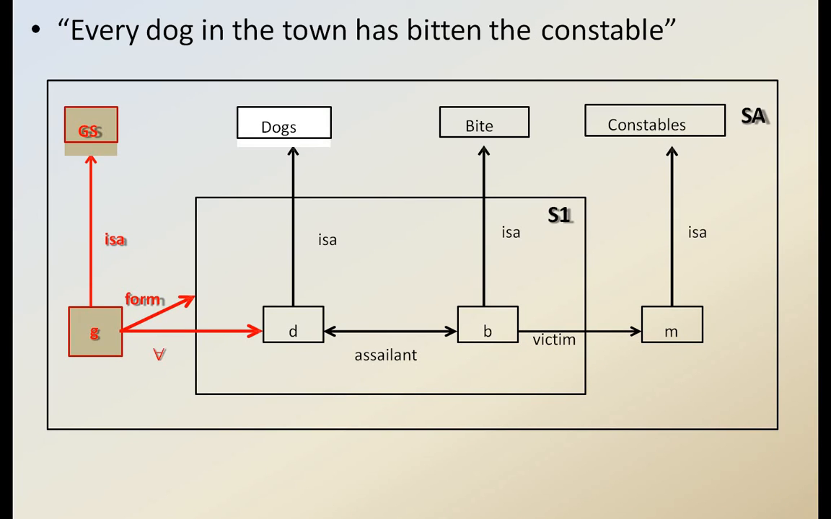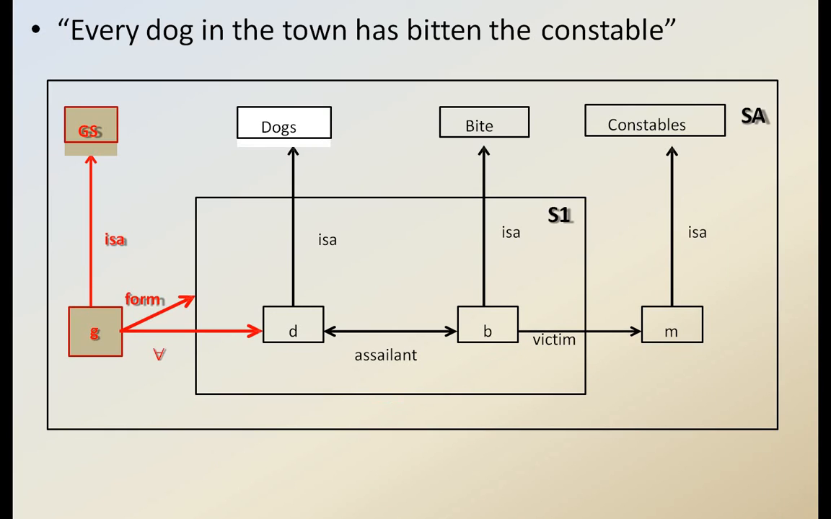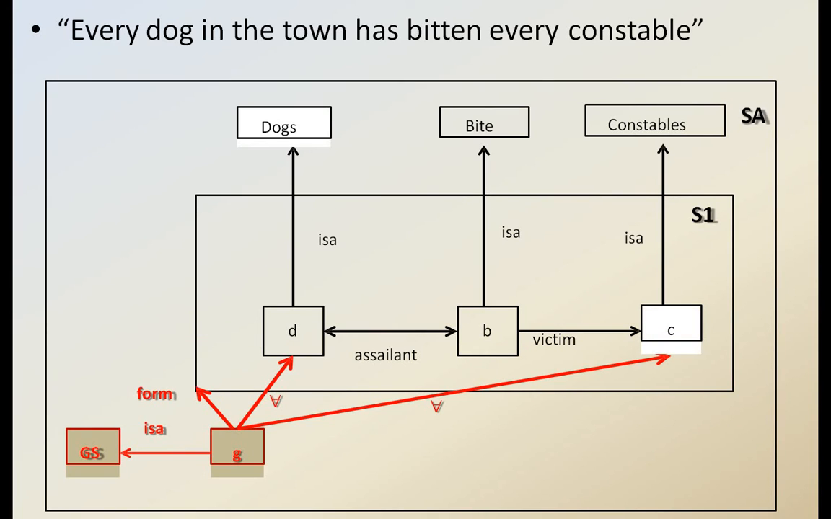Now see, another example. This one was the previous example, and now I am changing it. Every dog in the town has bitten every constable. In the previous case we had only every dog has bitten the constable. Now here we have every dog in the town has bitten every constable. So this is for all x, dog of x, for all c, constable of c, like that we can represent. So the general statement can be applicable to dogs and as well as constables both, and the partition net also S1. So for all can be applicable to what? Here the general statement is nothing but for all. It can be applicable to every dog and as well as every constable.